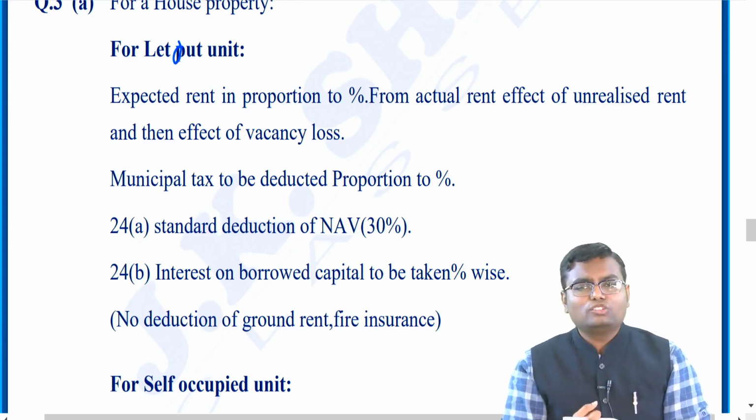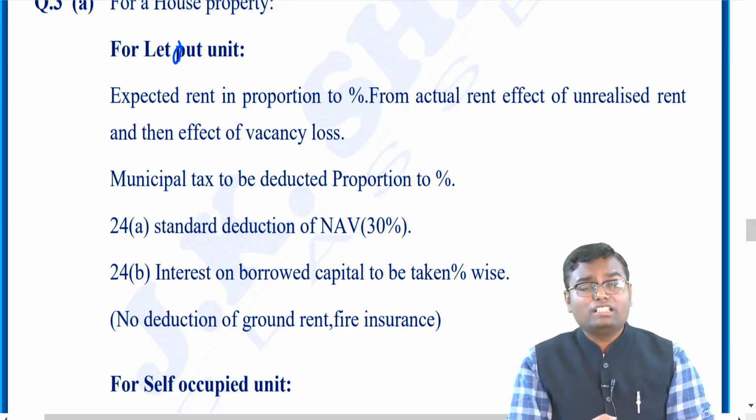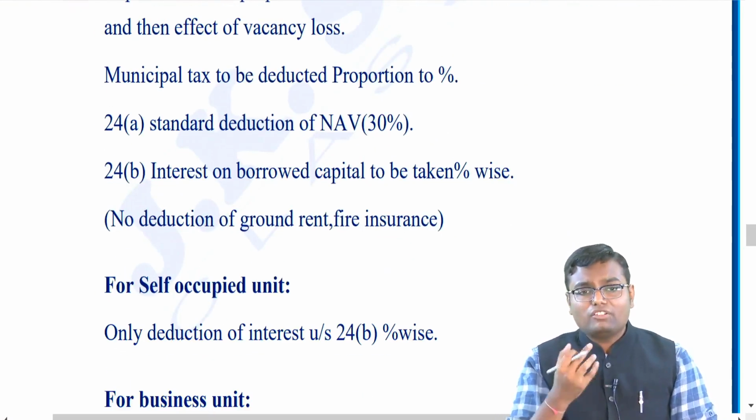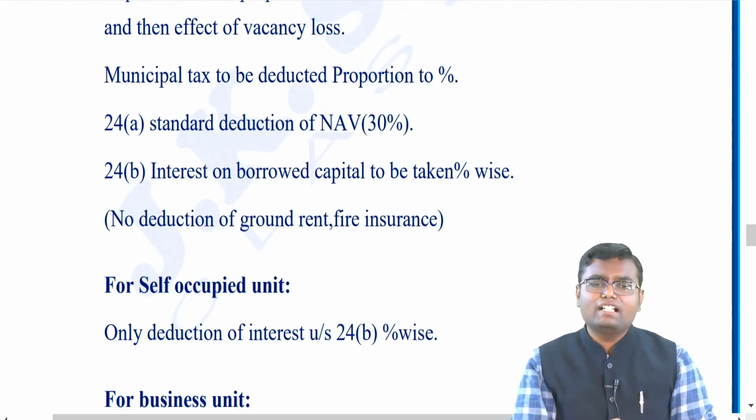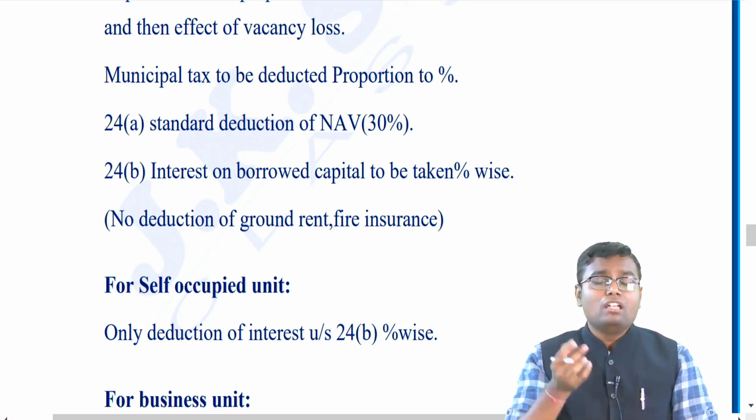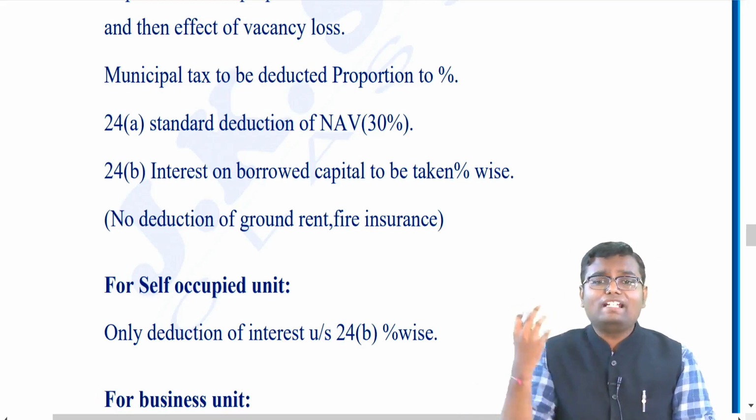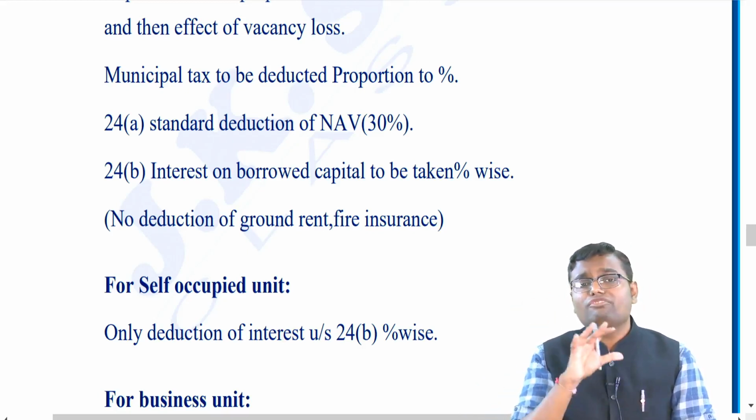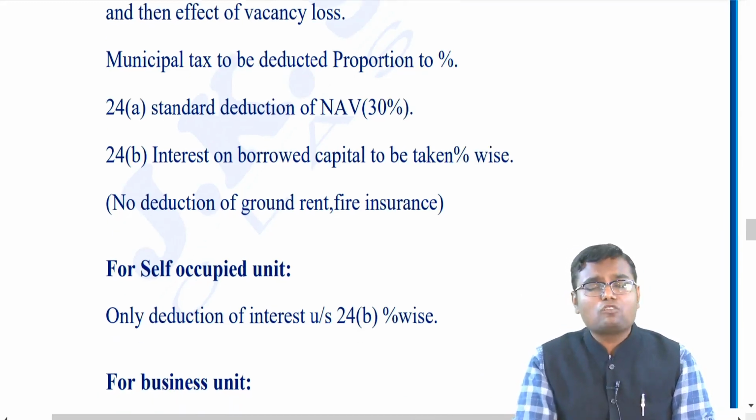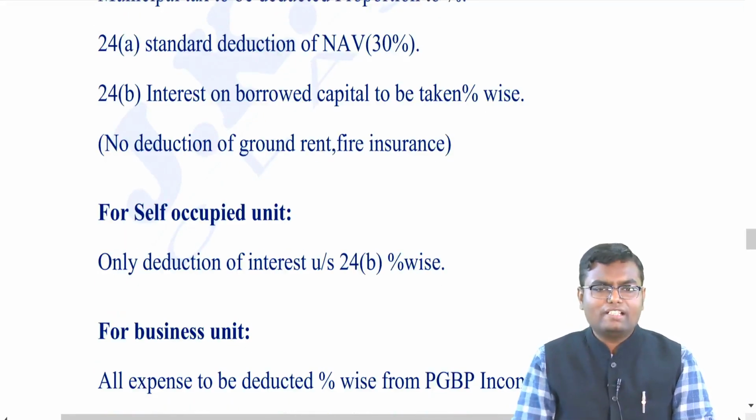While calculating actual rent, you have to give the effect of unrealized rent and vacancy loss. Municipal tax is to be deducted percentage-wise. Section 24 clause A gives 30% standard deduction. Section 24 clause B, interest on borrowed capital, also percentage-wise. Sir, in the question they have given ground rent and fire insurance. It is totally wasteful, no use of this deduction, because in the house property chapter no other deduction you can get.